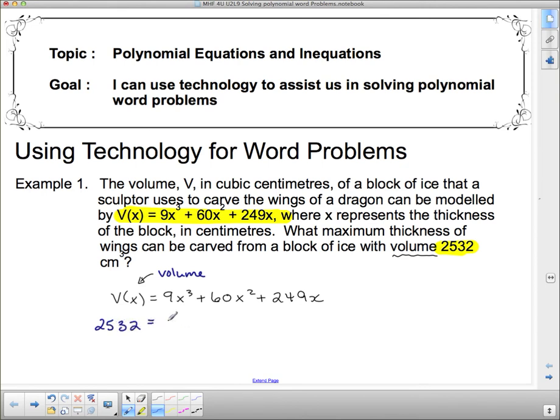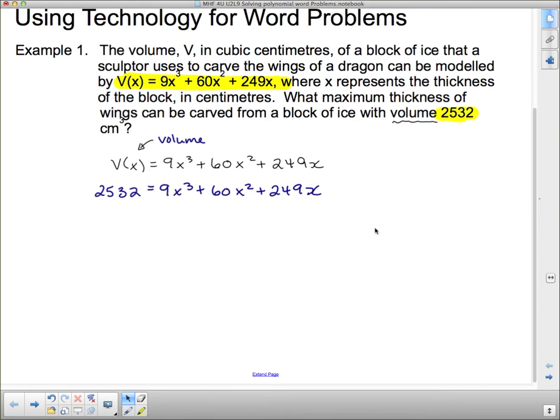So 2,532 equals 9x cubed plus 60x squared plus 249x. And then in order to solve this, we need one side equal to 0, same as if this were just a quadratic. It's not quadratic, it's cubic, but we need to get one side equal to 0. So I'm going to subtract this off both sides so that this side becomes 0 and this side is now 9x cubed plus 60x squared plus 249x minus 2,532.